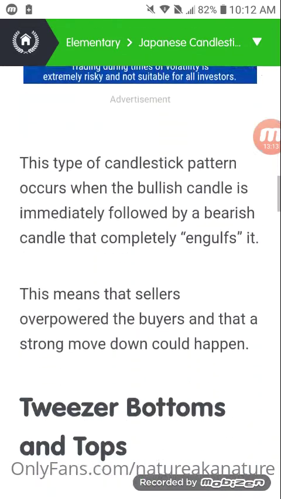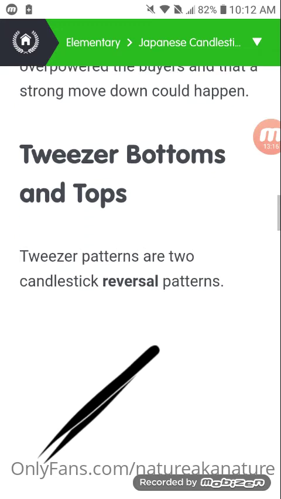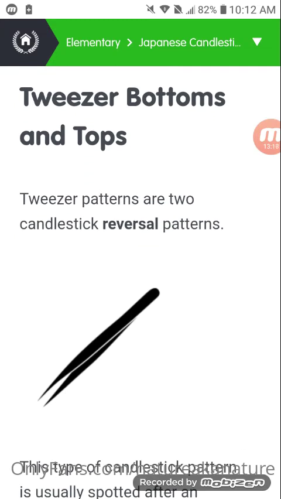So this is just the elementary. We already went over it in depth already. This is just a quick review. We already took the quizzes, so you guys know this one.